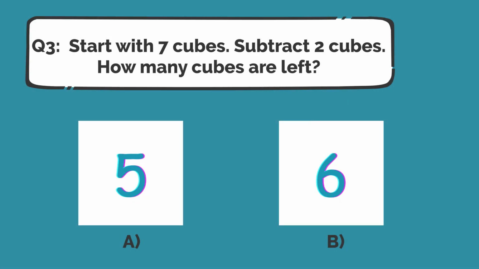Start with 7 cubes. Subtract 2 cubes. How many cubes are left? Is it option A or option B? Think about it. Amazing! The correct answer is option A, 5. 7 minus 2 is equal to 5.